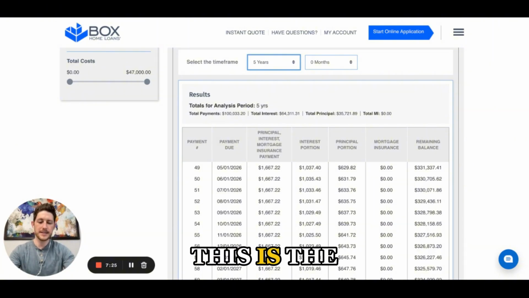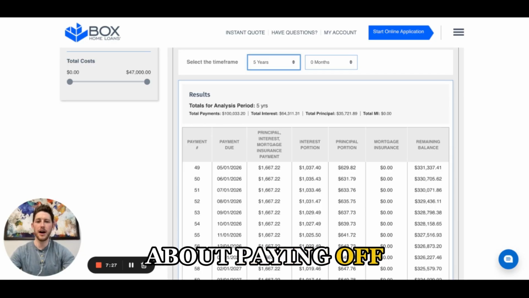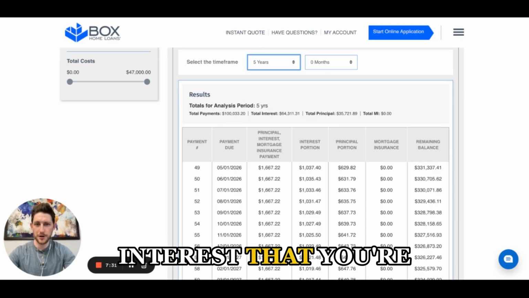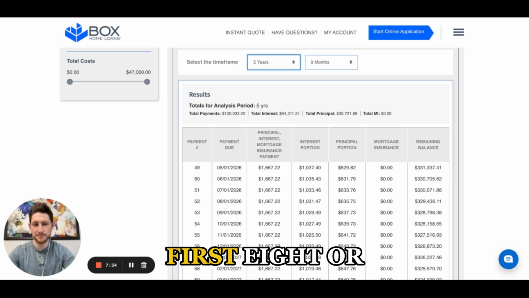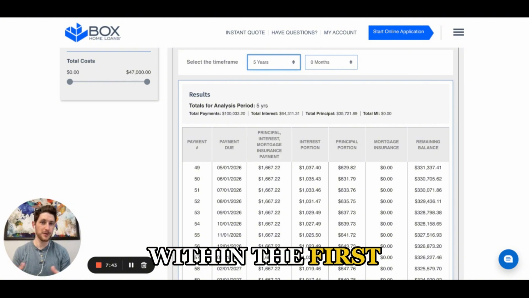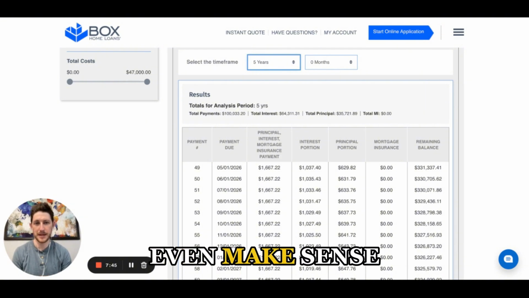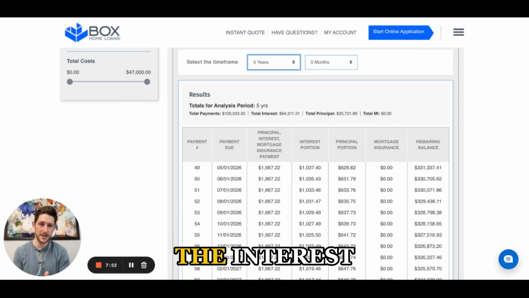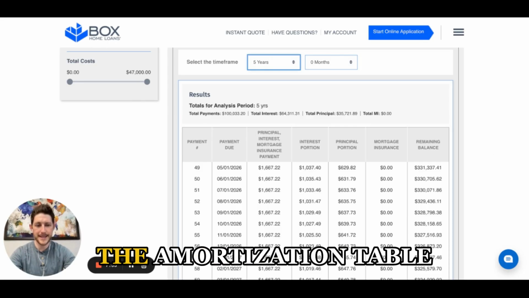This is the other interesting thing about paying off a mortgage early: the vast majority of the interest that you're paying happens in the first 8 or so years. And so if you really want to avoid paying a ton of interest, you would have to pay off your mortgage within the first number of years for that to even make sense. If you just add $100 more a month, you're going to pay it off earlier, but you still will have paid the bulk of the interest already. So this is the amortization table.